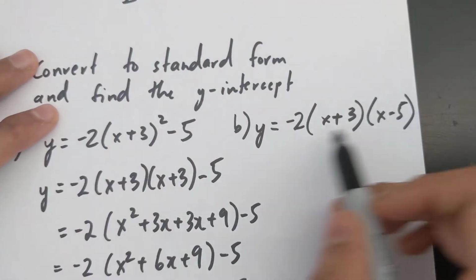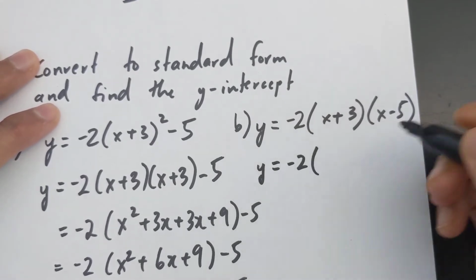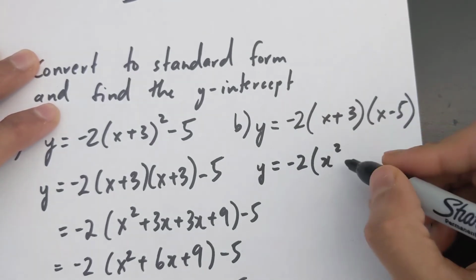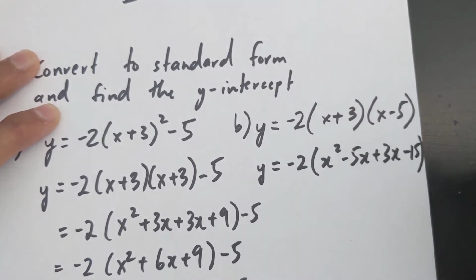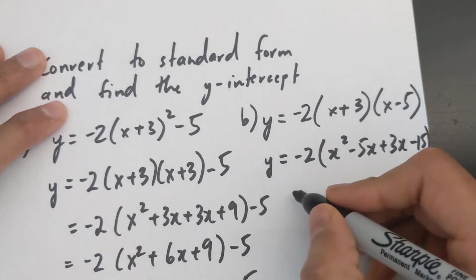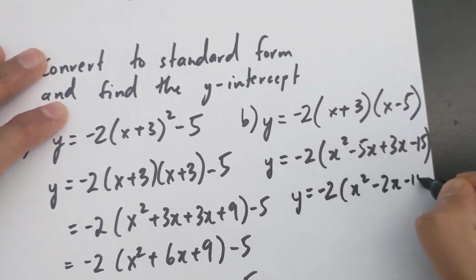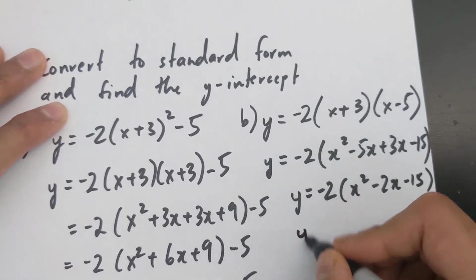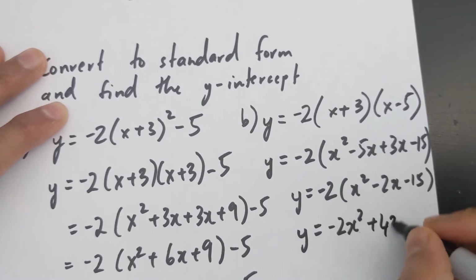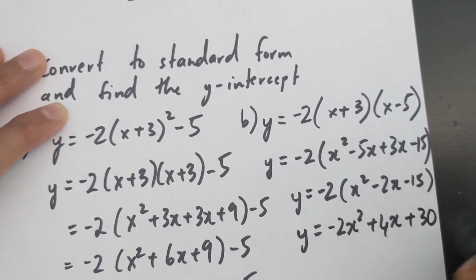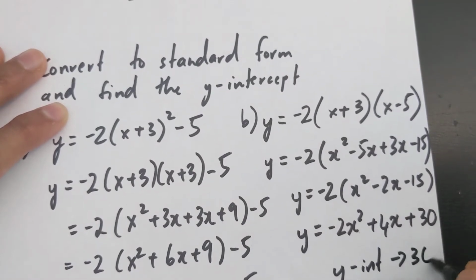Let's do the same for this one over here. I'm going to start with expanding the bracket. So y equals negative 2 times x squared minus 5x plus 3x minus 15. Then I'm going to combine like terms, so y equals minus 2 times x squared minus 2x minus 15. Then I'm going to expand, so y equals negative 2x squared plus 4x plus 30. My y-intercept is just 30.